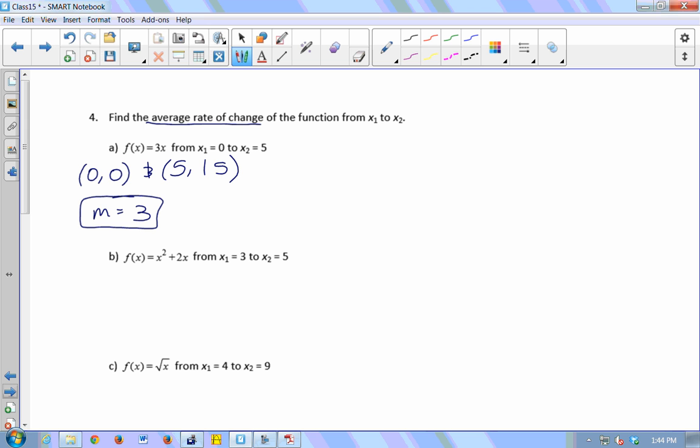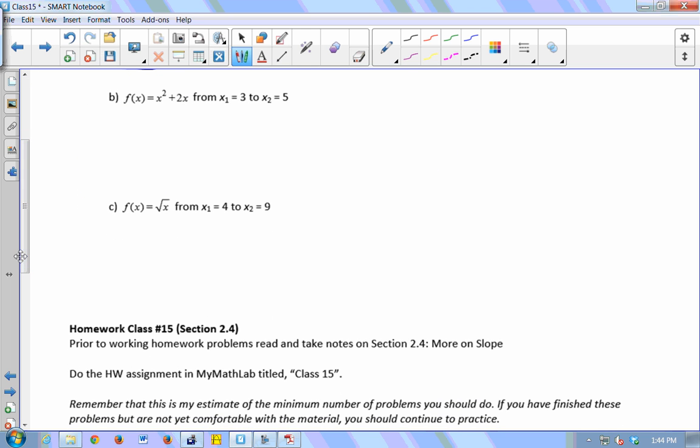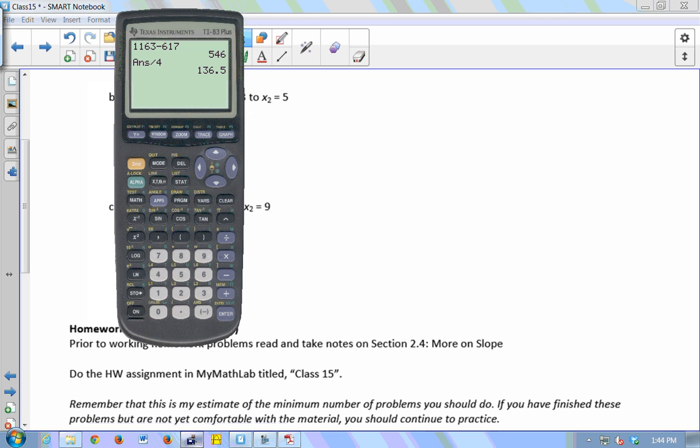So remember, the average rate of change is the slope of the line connecting 2 points on the curve. So my 2 points were here and here, right? The slope of the line connecting them is going to be the slope of the whole line. So that's not true for a nonlinear function. So if I look at b, x squared plus 2x, and I want the average rate of change from 3 to 5, let's take a quick look at the graph of x squared plus 2x.